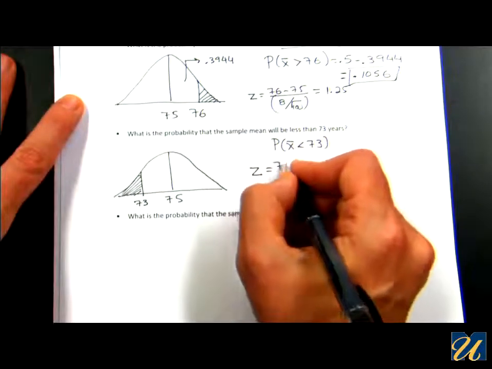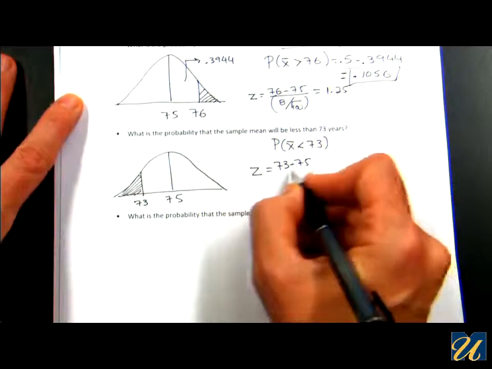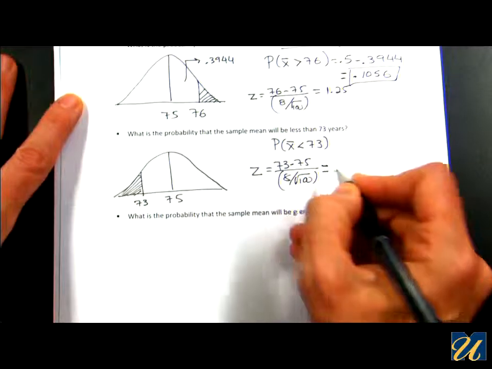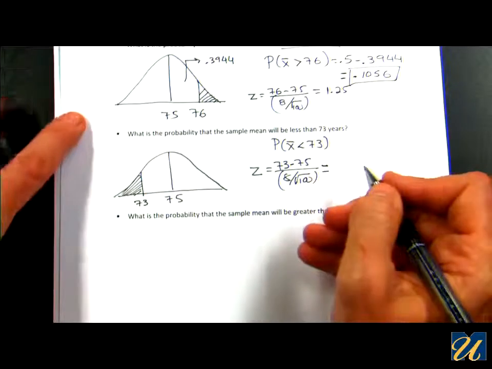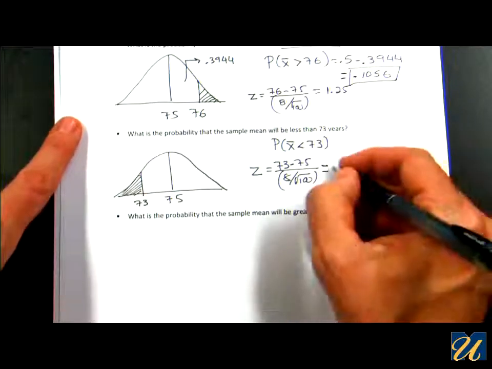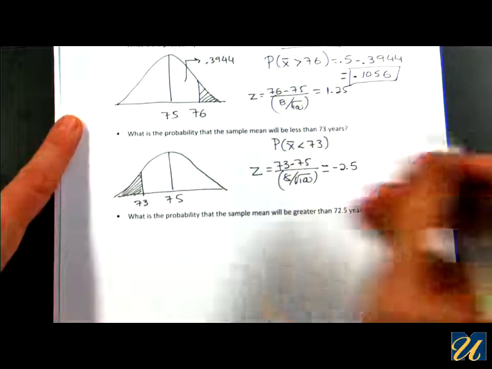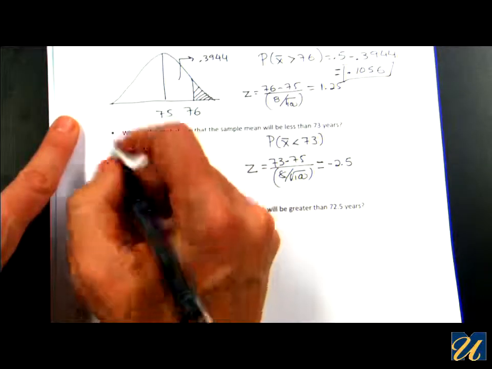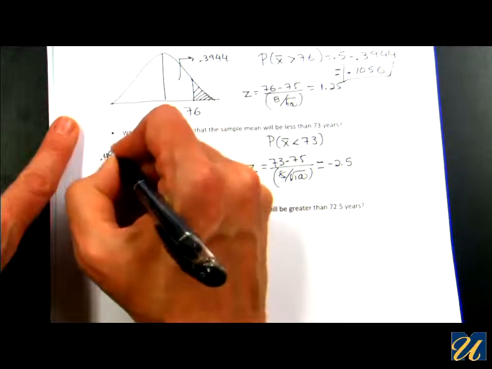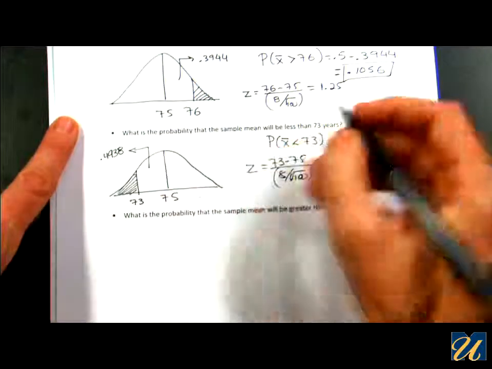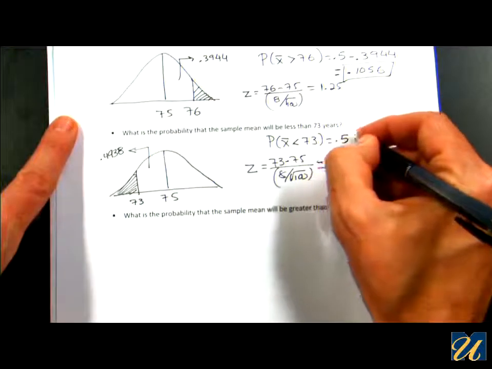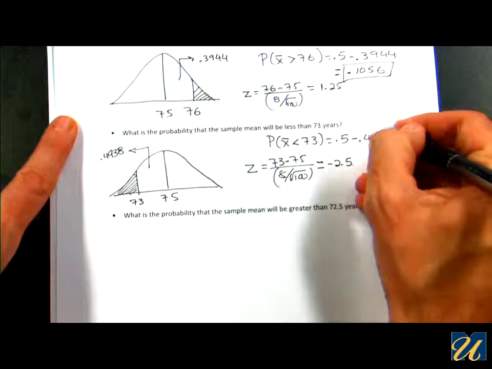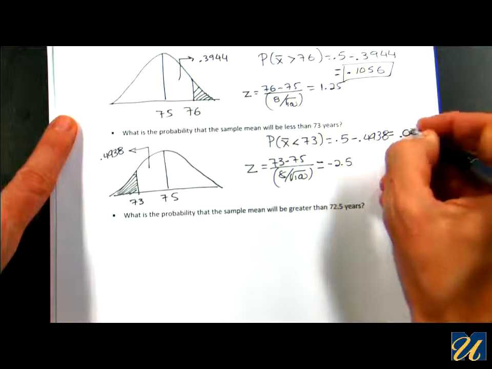Z-score 73 minus 75 over 8 divided by square root of 100. The z-score in this case will be negative 2.5. Negative 2.5, we take the absolute value, 2.5 will give me a probability of 0.4938. I'm looking for a tail. Once again, 0.5 minus 0.4938, and this will be a probability of 0.0062.